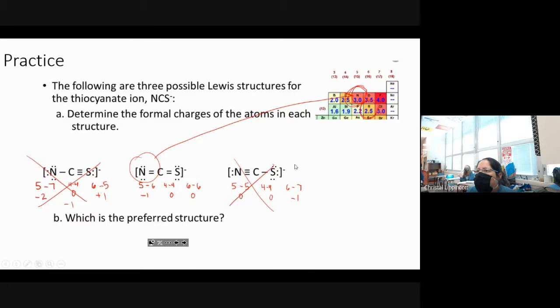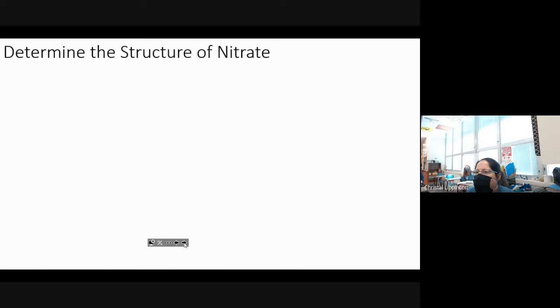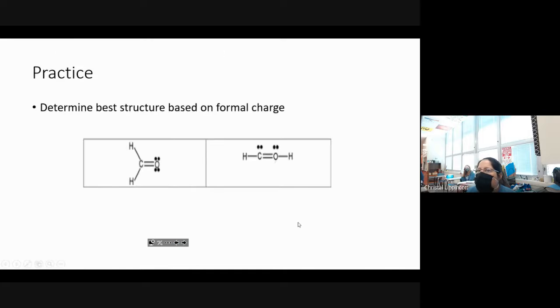All right. Let's see what else. Do I have another? Why is this not advancing? There we go. All right. So here, figure out which one of these is better. No, it doesn't have to be symmetrical. And sometimes it won't be. Sometimes your better structure will not be symmetrical.